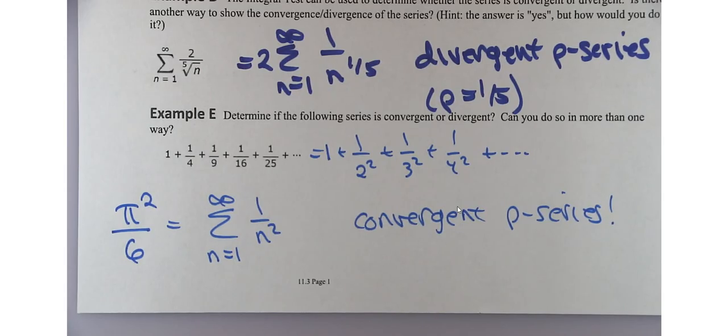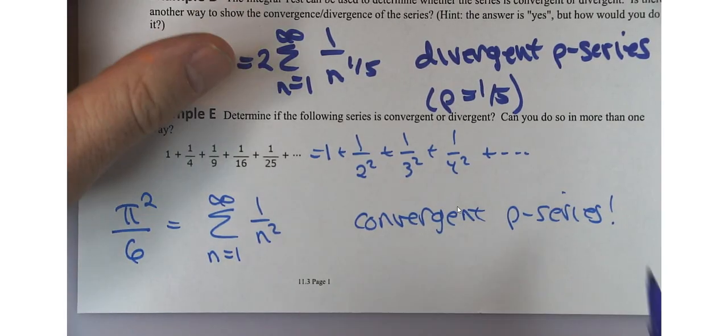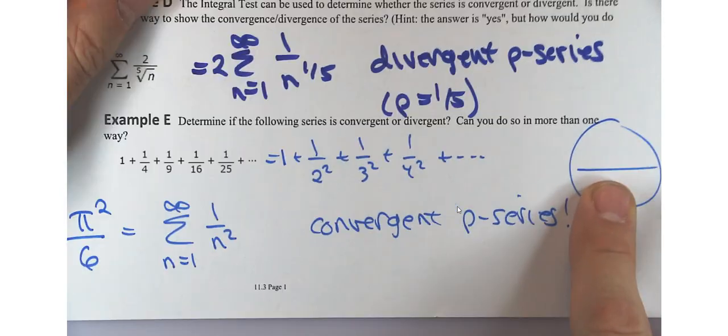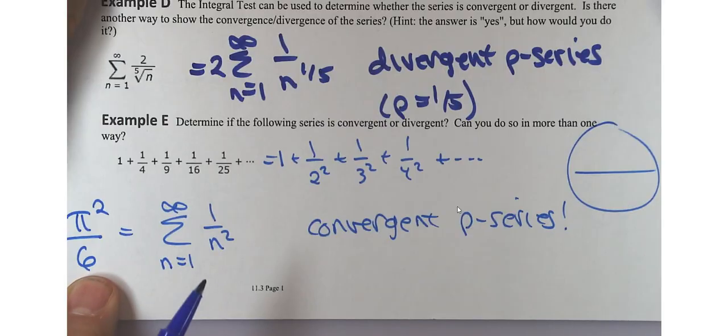How does that have pi? Remember what pi is? Pi is the ratio of the circumference of a circle to its diameter. Somehow that's wrapped up in this summation, pi squared over 6. Wow, just really, really cool.